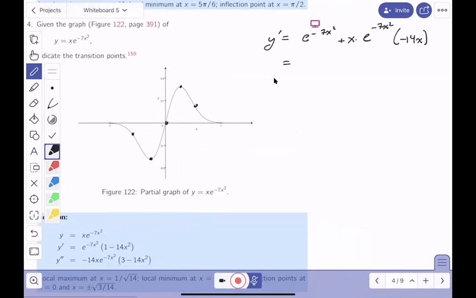If someone says, this is so much work, I don't know if I want to do that work, I just want to point at things. Pointing at things is really not going to get you far. All right? You have to be able to do something. So I'm looking at this and I'm going to factor out e to the minus 7x squared. And what do you get? You would get 1 minus 14x squared.